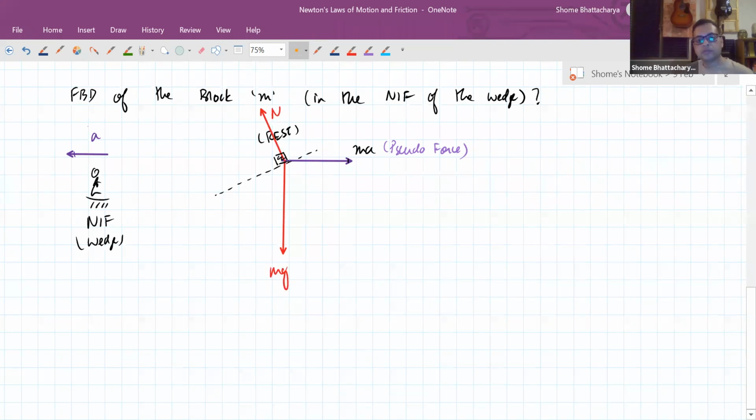Now the thing is that if the pseudo force is comparatively less in magnitude, it's at the lower end of the range of values because the acceleration is at the lower end. So we can assume that the mg sine theta component of weight will be dominating over the pseudo force's cos theta component, and therefore the block has a tendency to slip down the inclined plane. So assuming, okay, mg sine theta is greater than ma cos theta, the tendency to slip is down the inclined plane.